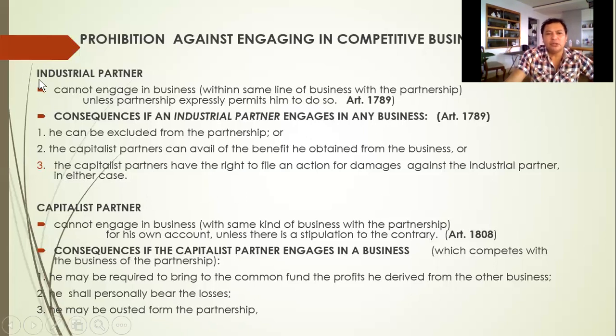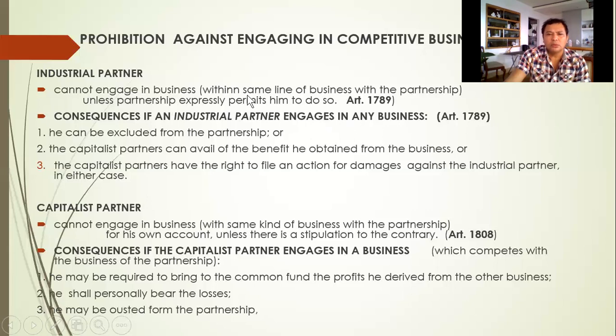Now in the case of an industrial partner, by the way, an industrial partner is again a partner who contributes his industry or service to the firm. He may be a capitalist and industrial at the same time, but an industrial partner is one who gives his service. So what is the prohibition of an industrial partner? It says here that he cannot engage in business within the same line of business as the partnership unless the partnership expressly permits him to do so.